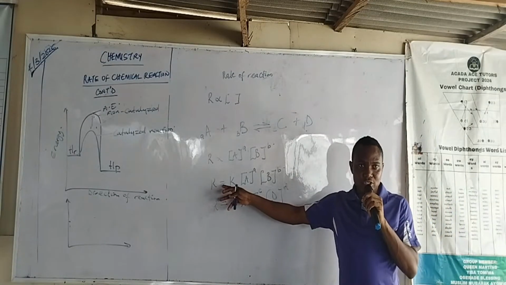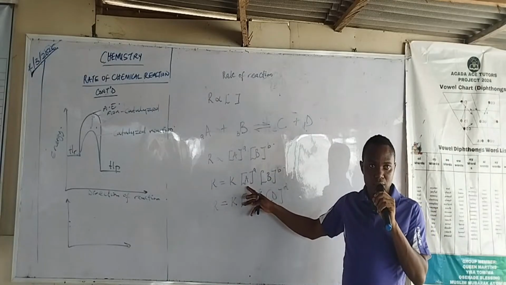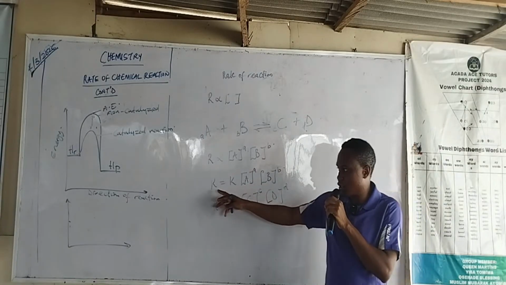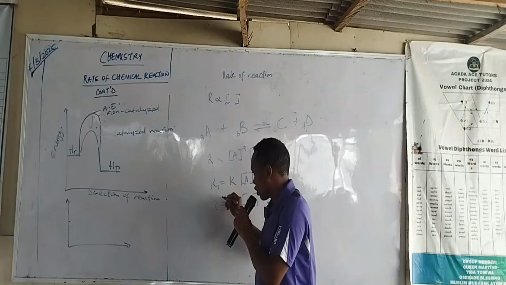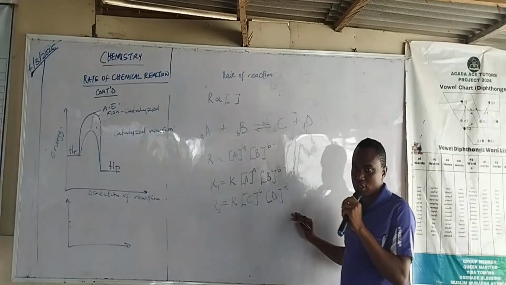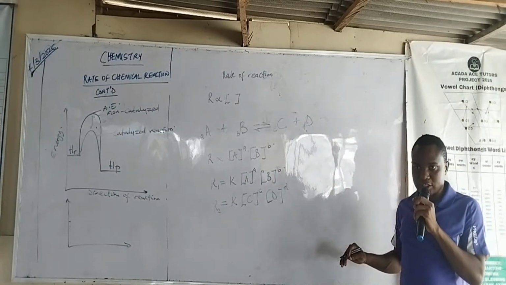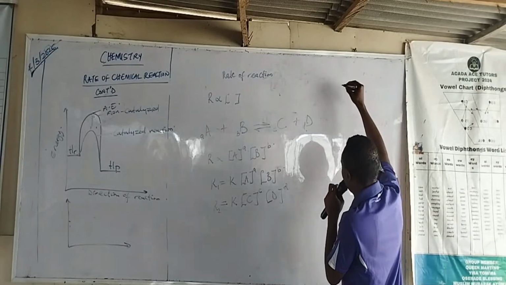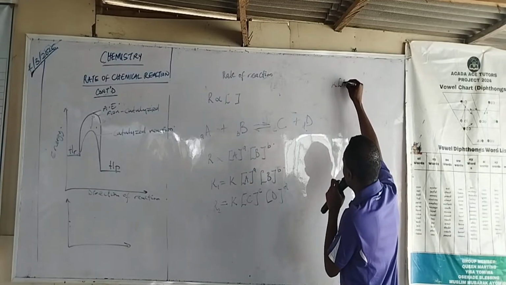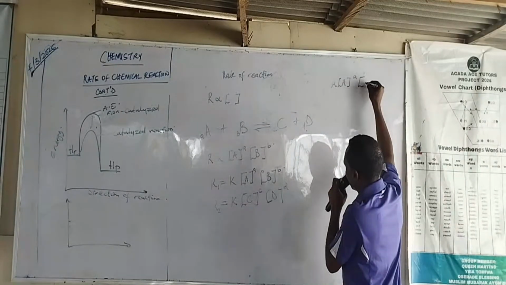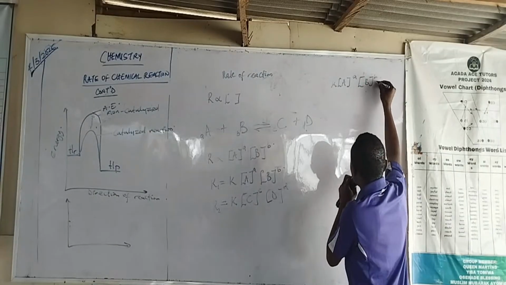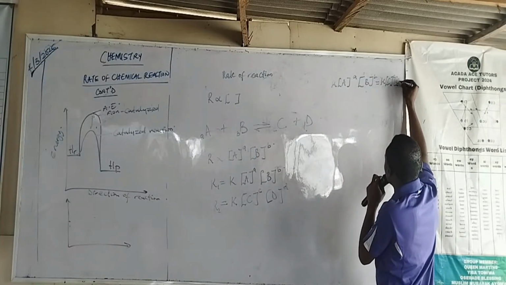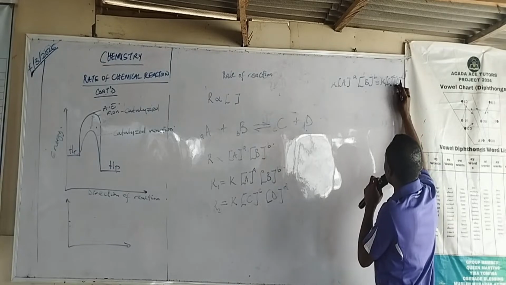Okay. R is equal to what? If this particular rate 1 is equal to rate 2, that means the reaction is at equilibrium. So we can say fully well at that particular point, K, concentration of A, concentration of B, is equal to K, concentration of C, concentration of D. Do you get that now?